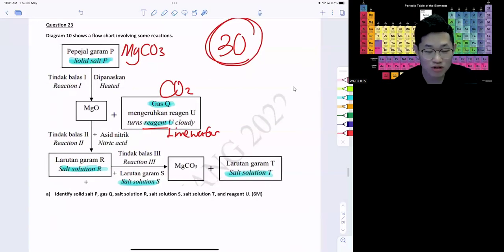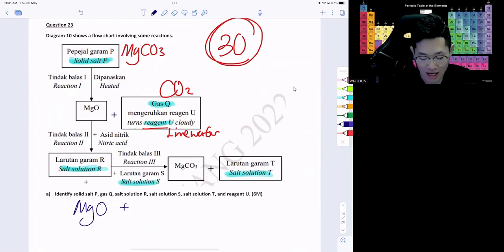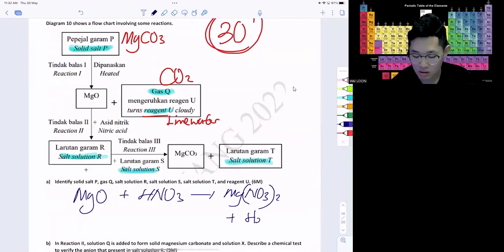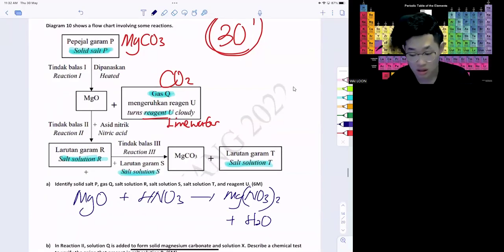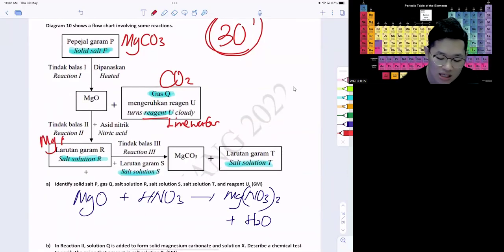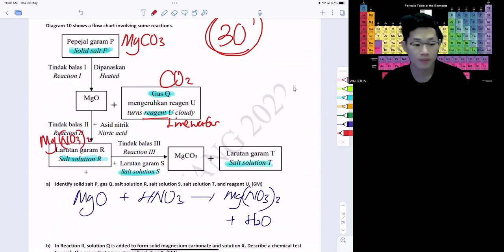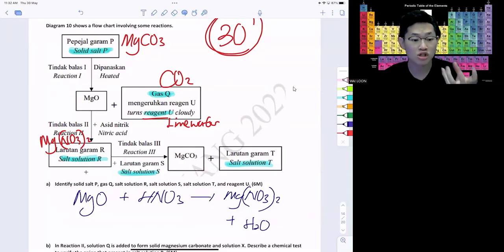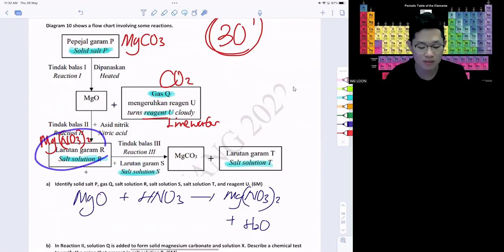Okay, then MgO reacts with nitric acid. If I write my equation, I'm going to get magnesium nitrate and water. So that means this is our magnesium nitrate. Then how about the water? The salt will mix with the water together to form a salt solution, so the whole thing has magnesium nitrate and water inside. Mg(NO3)2 plus a solution gives us MgCO3.